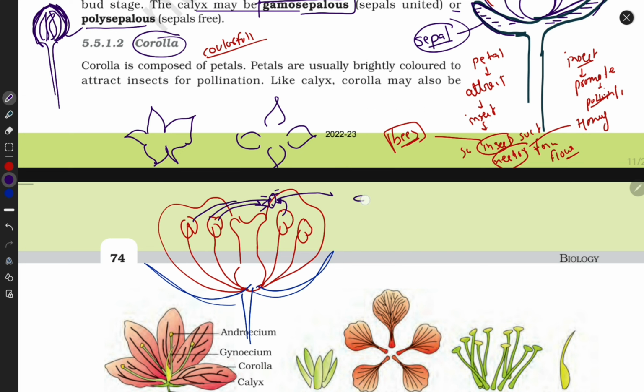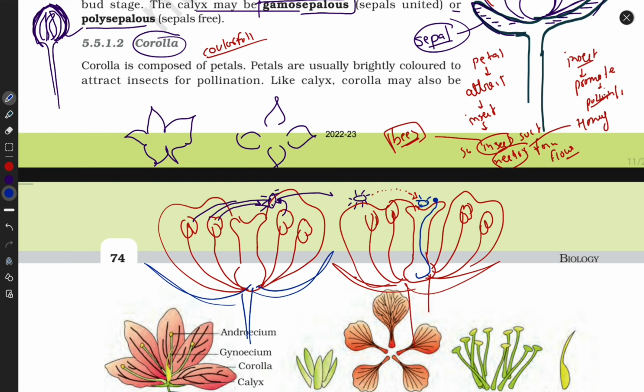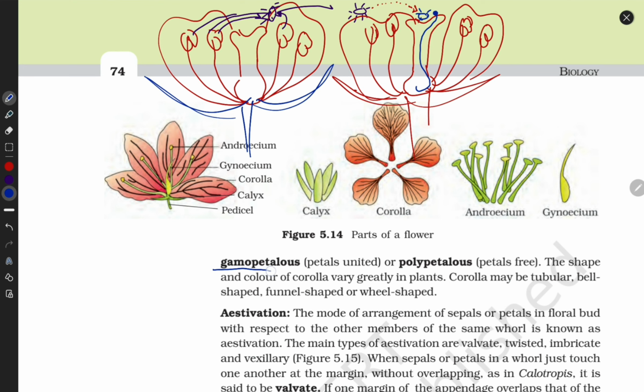Now this insect moves to another flower. This insect will move to another flower of the same species. Then what happens? This insect reaches this part and they release what? They release pollen grains here. Now it's done, and now this pollen grain grows its pollen tube and fertilizes the egg. So this is the pollination part. They may be brighter, they may be more and more colorful. Clear?